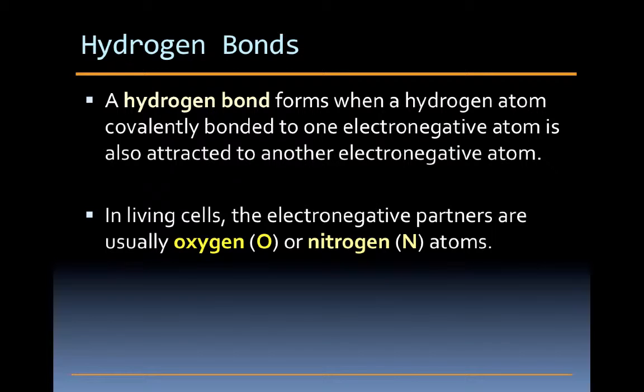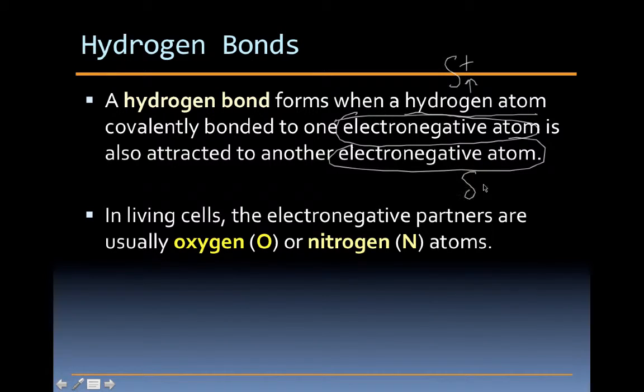A hydrogen bond forms when a hydrogen atom that is already covalently bonded to some other atom, some electron hoarding atom, and therefore has a partial positive charge on it, is also attracted to a different electronegative atom that has a partial negative charge on it. In cells, we see this typically happening between hydrogen and oxygen or hydrogen and nitrogen.